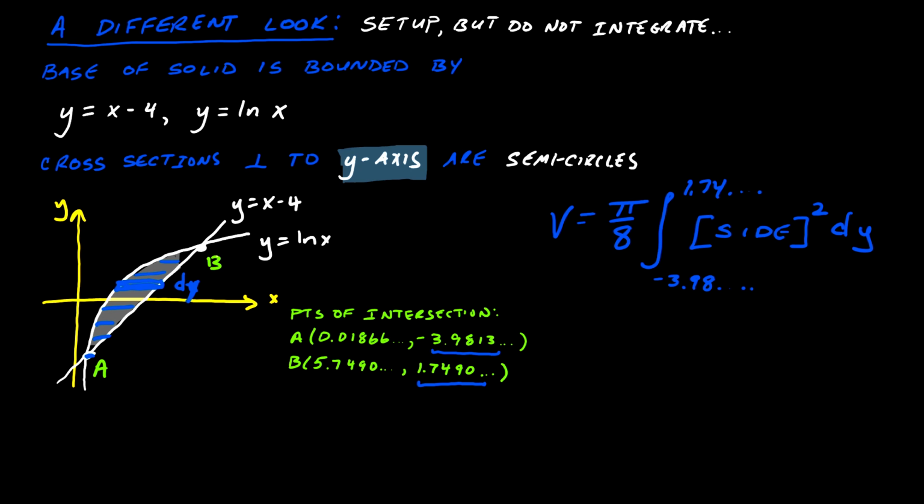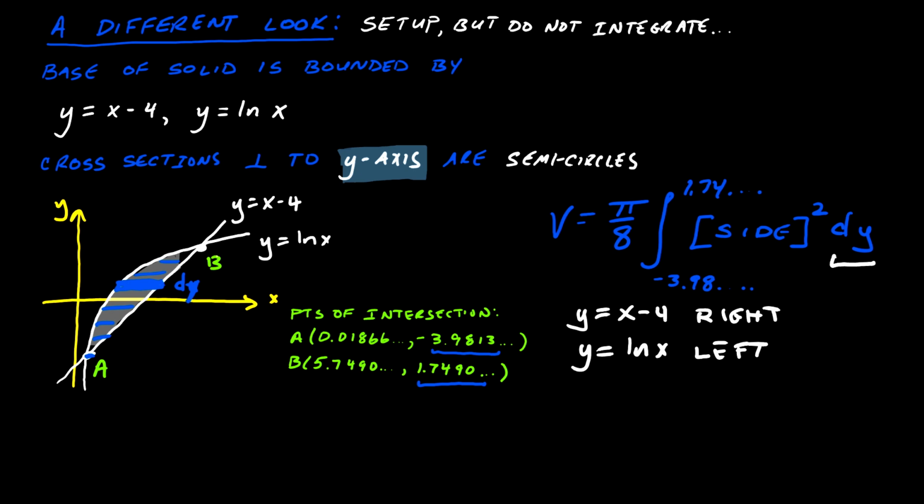So to get our side length, it's just the length of the side. So we can see here it goes from the equation y equals ln of x across to y equals x minus 4. y equals ln of x is on the left, and y equals x minus 4 is going to be on the right side. So it's always going to be right minus left or upper minus lower, depending on what we're looking at.